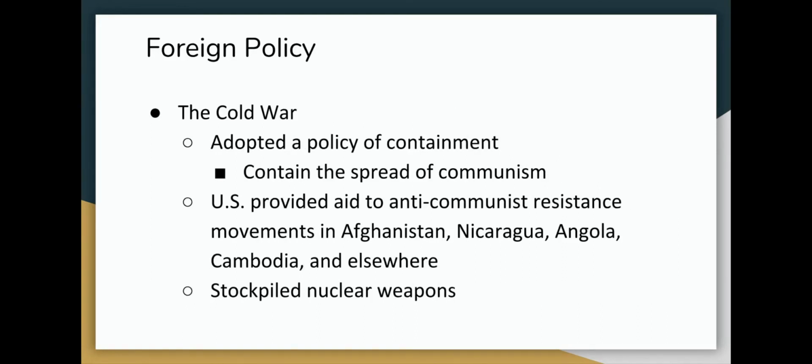After World War II, we adopted a policy of containment to stop the spread of communism. The U.S. provided aid to anti-communist resistance movements in Afghanistan, Nicaragua, Angola, Cambodia, as well as other countries. We also stockpiled nuclear weapons to fight the Soviet Union.